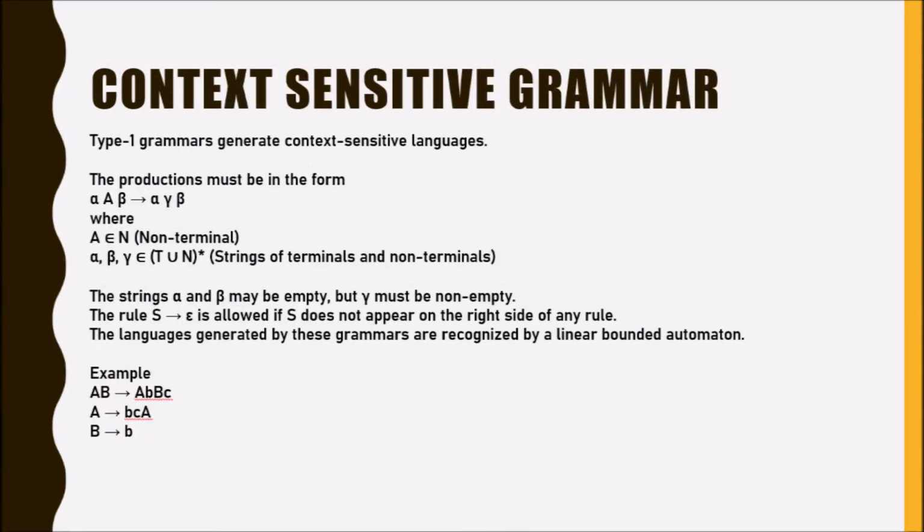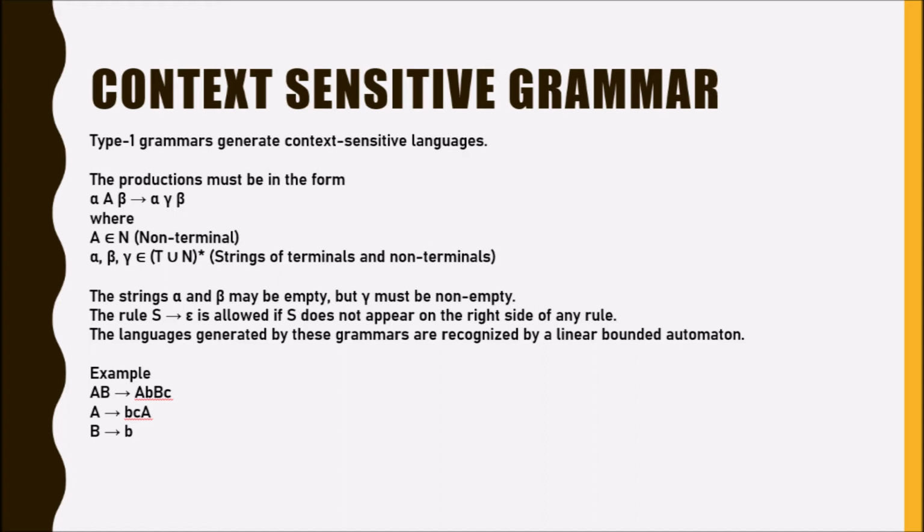For example, we have four strings which are obeying unrestricted grammar. Now let's get to the context sensitive grammar, our type 1 grammar. Our context sensitive grammar generates context sensitive language. The productions must be in the form alpha A beta goes to alpha gamma beta, where A belongs to N, which is a non-terminal, and alpha, beta and gamma belong to the strings of terminals and non-terminals. The strings alpha and beta may be empty, but gamma must be non-empty. The rule S goes to phi is allowed if S does not appear on the right side of any rule. Here S is a starting symbol.